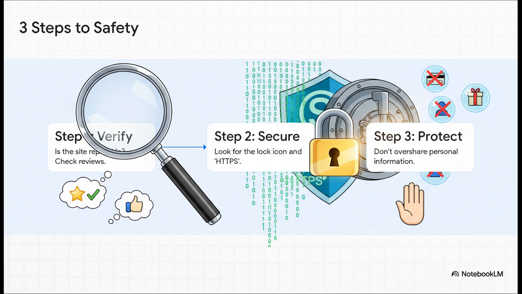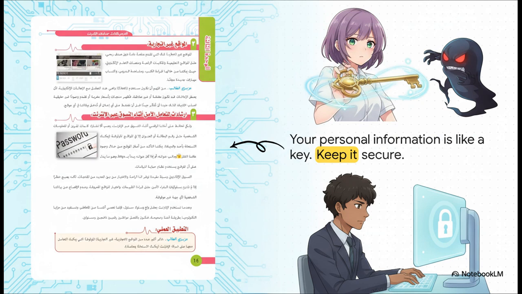Second, and this is a big one, look for the lock. That little padlock icon and a web address that starts with HTTPS means your connection is secure. It is an absolute must-have for any transaction. And third, protect your info. Don't overshare. And this is exactly why protecting your information is so critical.